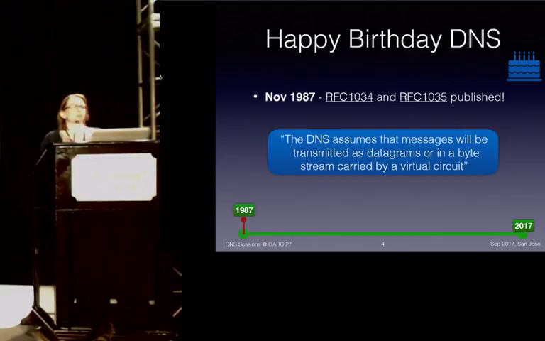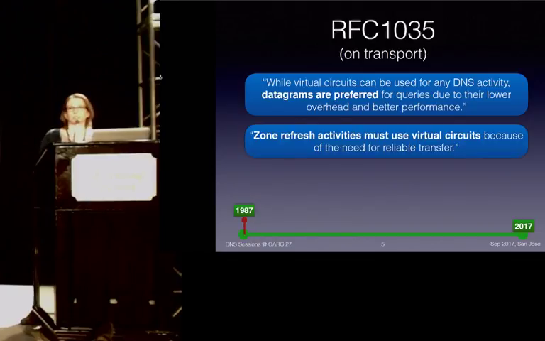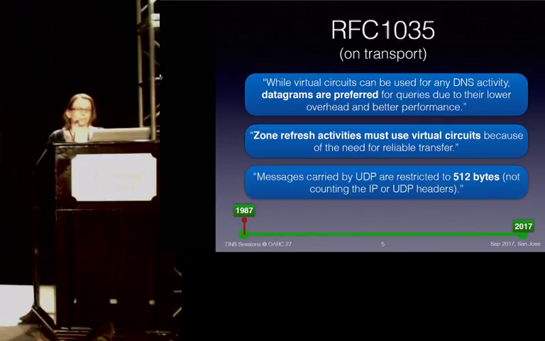And it started very promisingly. In the beginning, it said, DNS assumes that messages will be transmitted as datagrams or in a byte stream carried by a virtual circuit. However, it then went on to say, datagrams are preferred for DNS queries, with the caveat that zone refresh activities must use virtual circuits. And then, of course, the real good news is that UDP restricts DNS messages to 512 bytes.